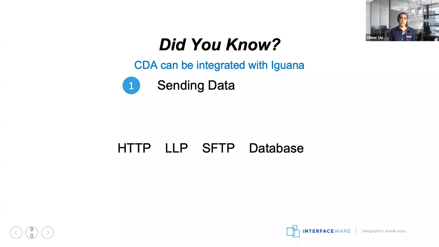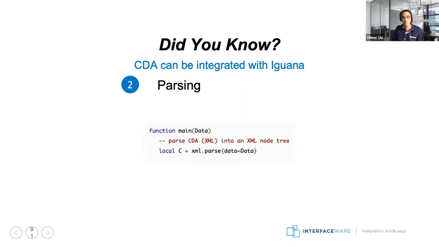For LLP, you can establish a persistent connection between servers for reliable data flow. And if your message is large, SFTP is the best way to receive them. Lastly, messages can be stored and queried in a database to enable specific SQL queries onto them. Moving on to parsing. Since CDA is XML-based, you can parse messages using xml.parse.